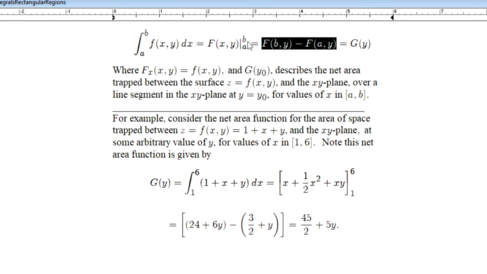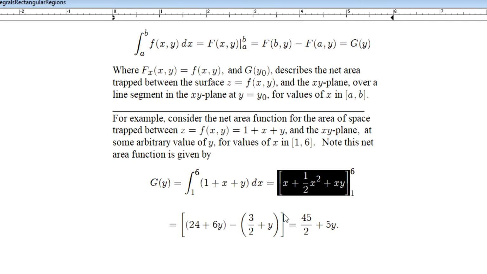Now what this notation does highlight is that we are going to want to evaluate that antiderivative across these bounds from a to b. We evaluate it at the upper bound of b and take away from that the value of big F at the lower bound of a. These being bounds that involve the variable x, we are replacing x with those values. So if I replace 6 into this quantity, that will simplify to 24 plus 6y. And if I replace 1 into this quantity for x, that will become 3/2 plus y.